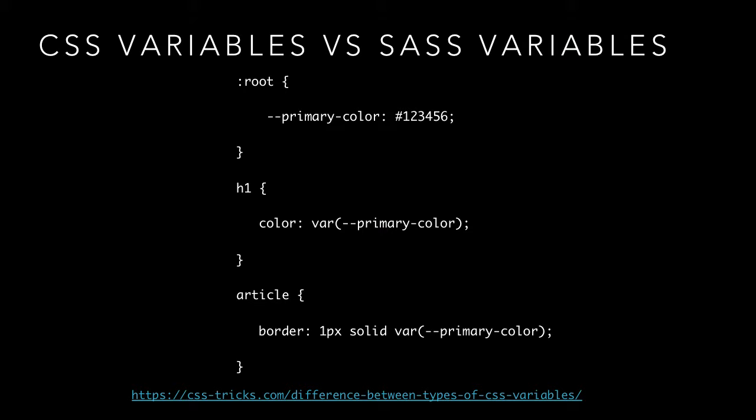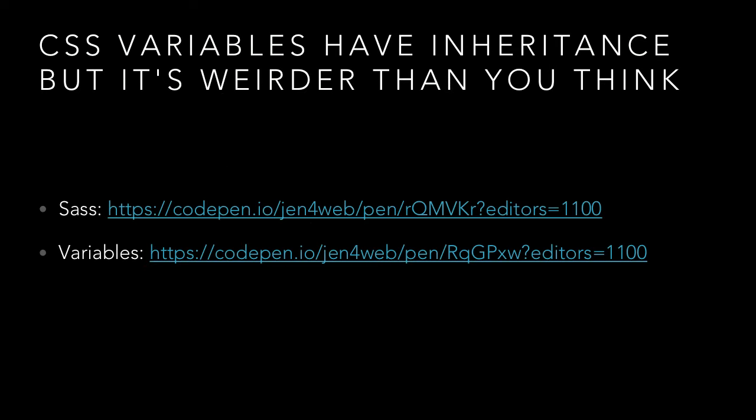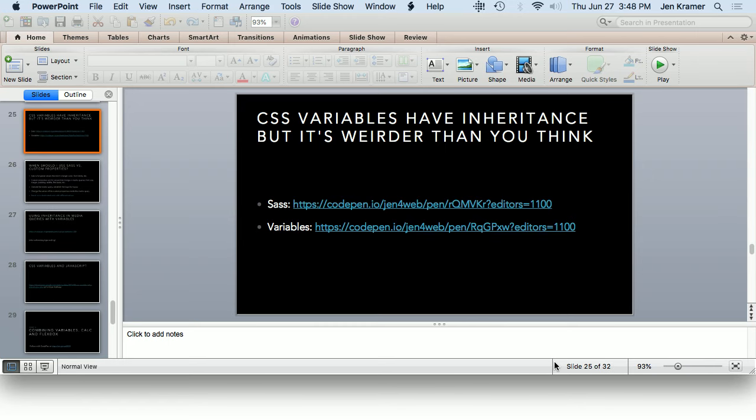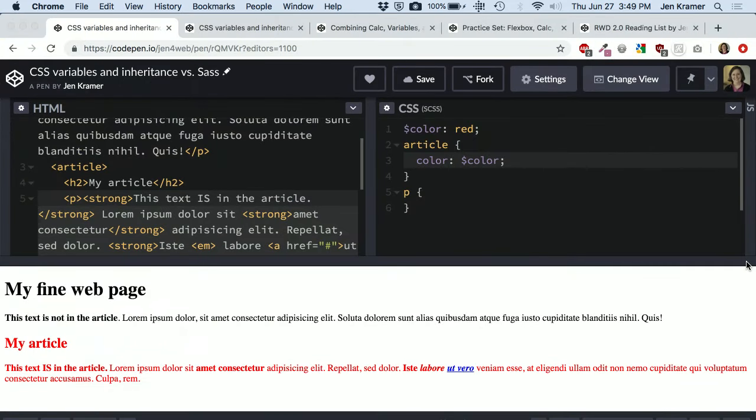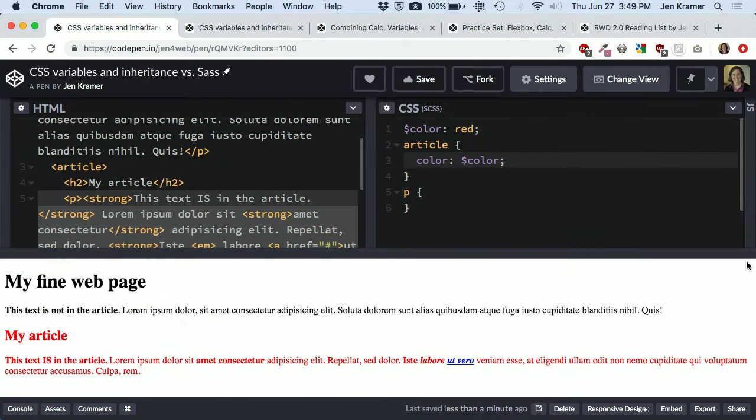So, yes? Is there a specificity hierarchy between root and a smaller piece, snippet of, declaration? I'm so glad you asked. They have inheritance, but it's weirder than you think. So let's take a look at these kind of things. And here we go. So y'all can see that? You can read the code?